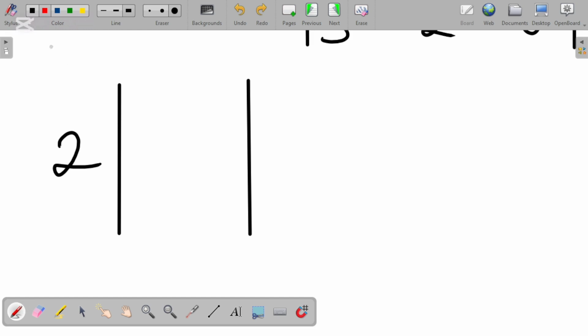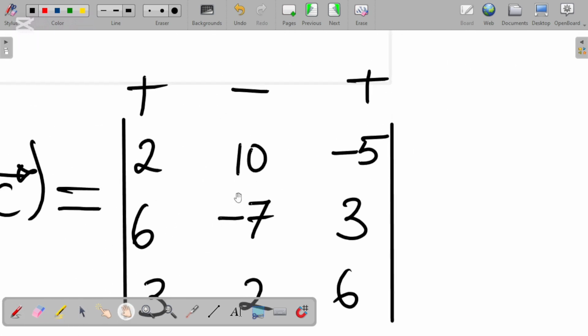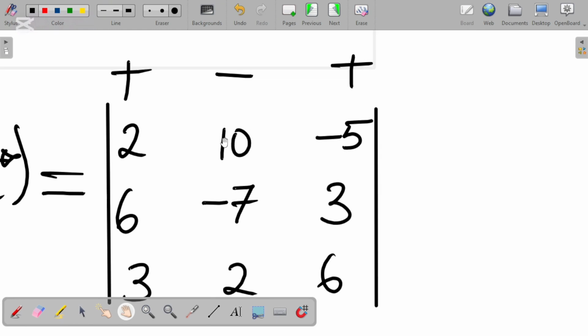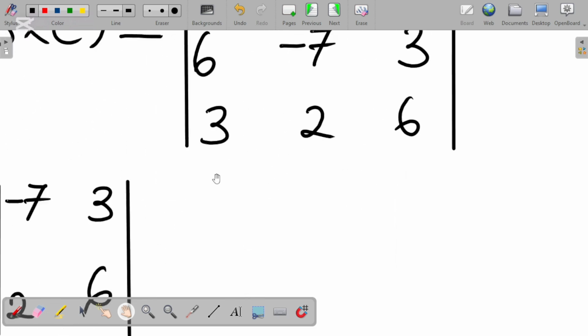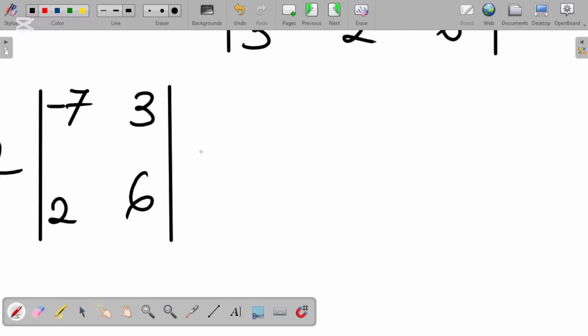So we have negative 7, 3, 2, and 6. All right. So what's the next number here? The next number here is 10. And here we have minus. So it becomes minus 10. And then you draw this.